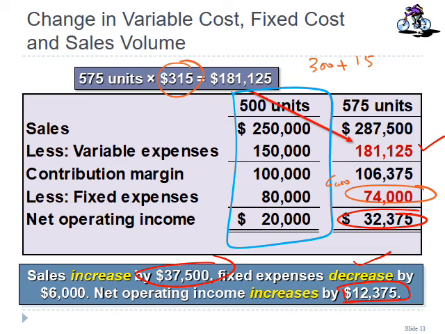Total profit is 32,375. So how did you do in your calculations? And I hope you are beginning to see the potential power of CVP analysis. So let's move further.